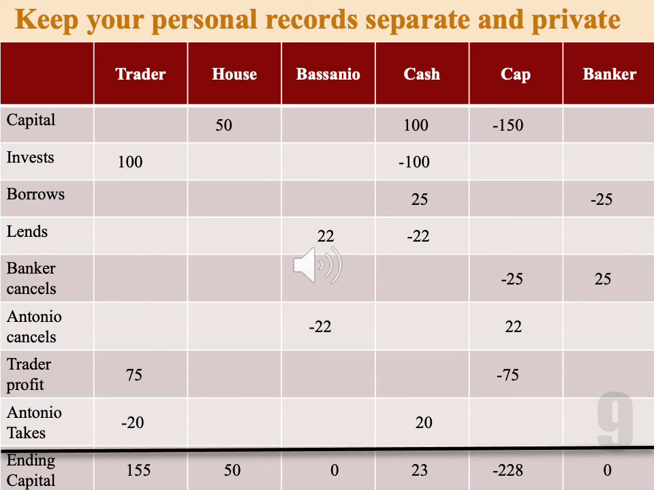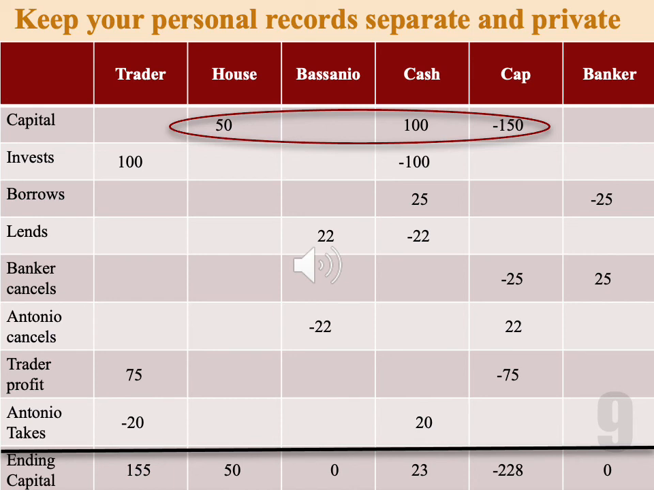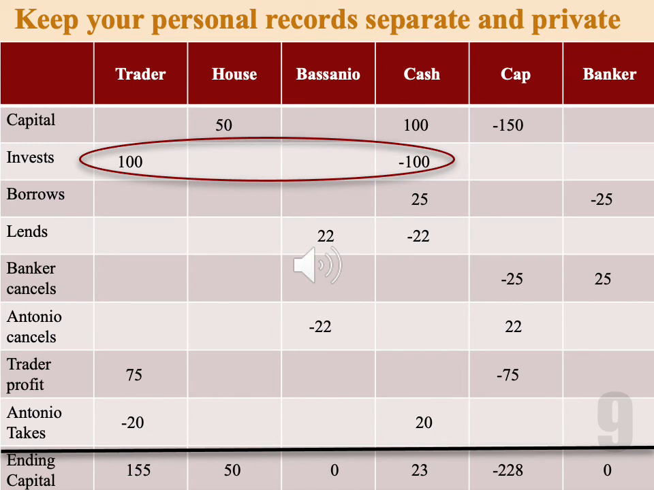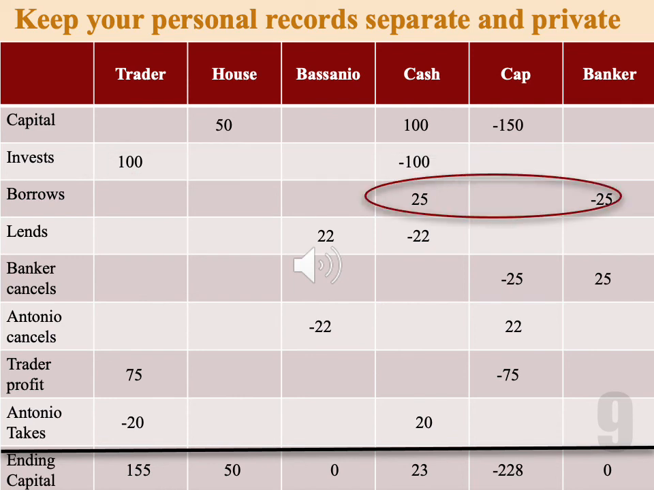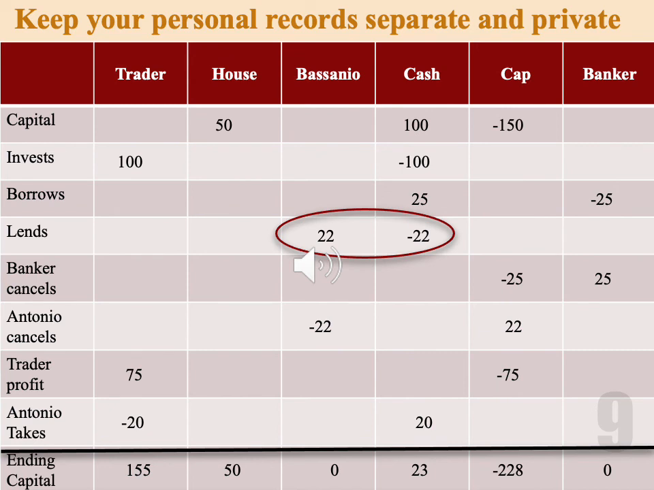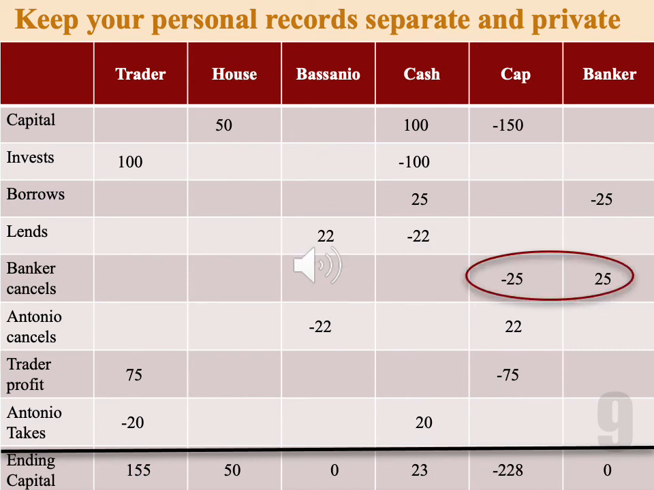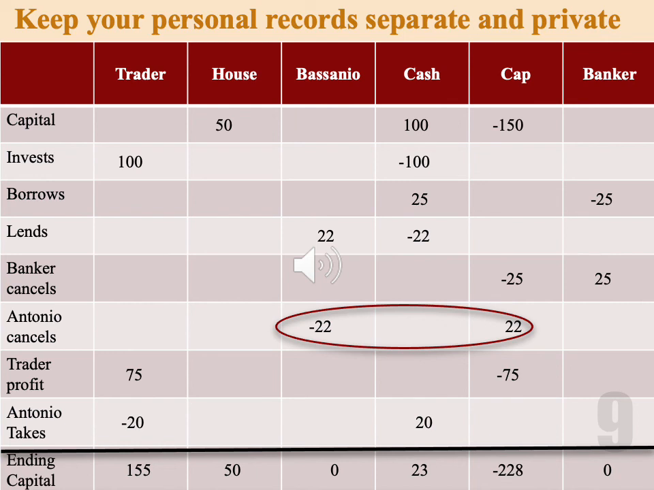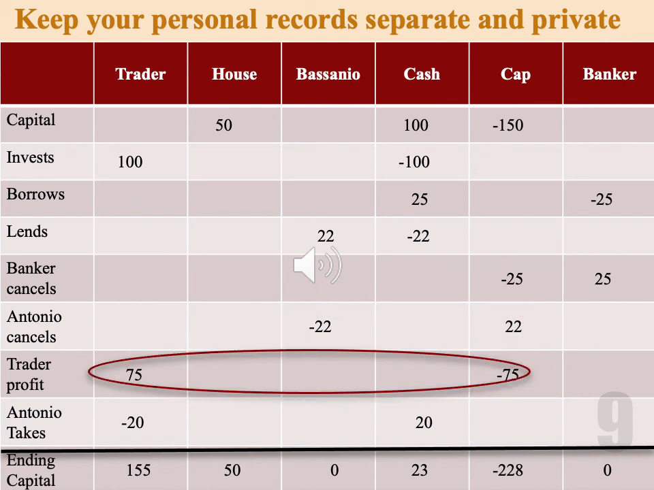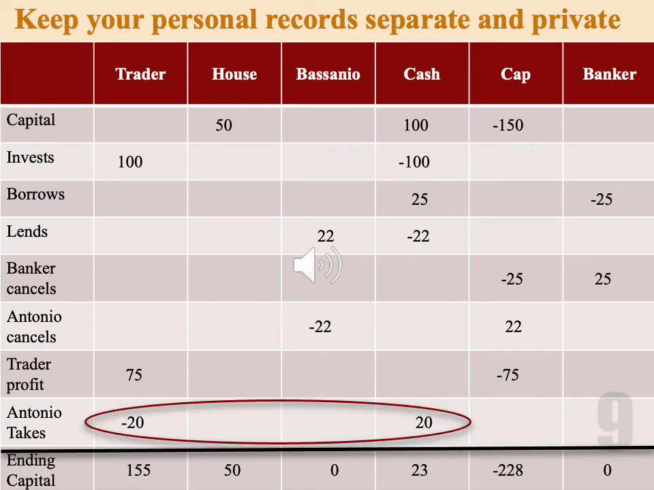First we see Antonio's capital. He has a nice house and he's got 100 in the bank. So his capital's 150. He spends the 100. Then Bassanio comes along, wants to borrow some money. He hasn't got any, so he borrows it from the banker. Then he lends money to Bassanio. The banker is told, cancel your loan, and he does. And Antonio is so pleased that he cancels Bassanio's loan. The ship arrives, it's made a profit, and that increases Antonio's capital. Antonio takes out 20. Let's see what his closing figures are like.